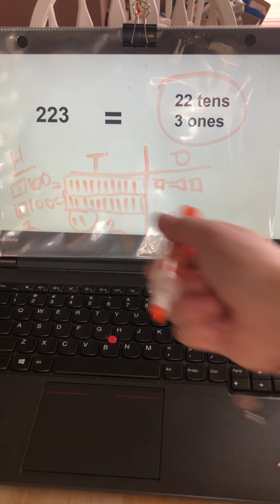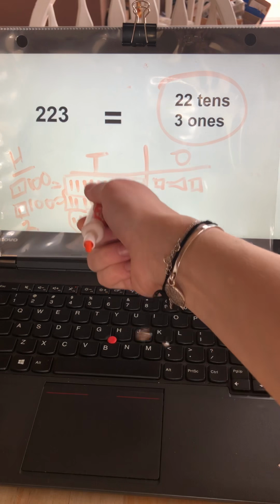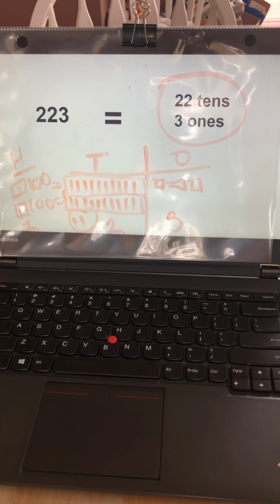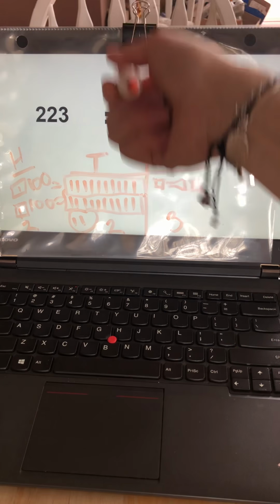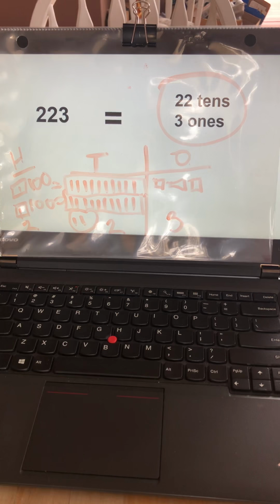All right, remember, I'm able to make 100 with 10 tens. And I have 20 tens here, which gives me 200. All right, so 223 does equal 22 tens and 3 ones. Thumbs up if you got that.